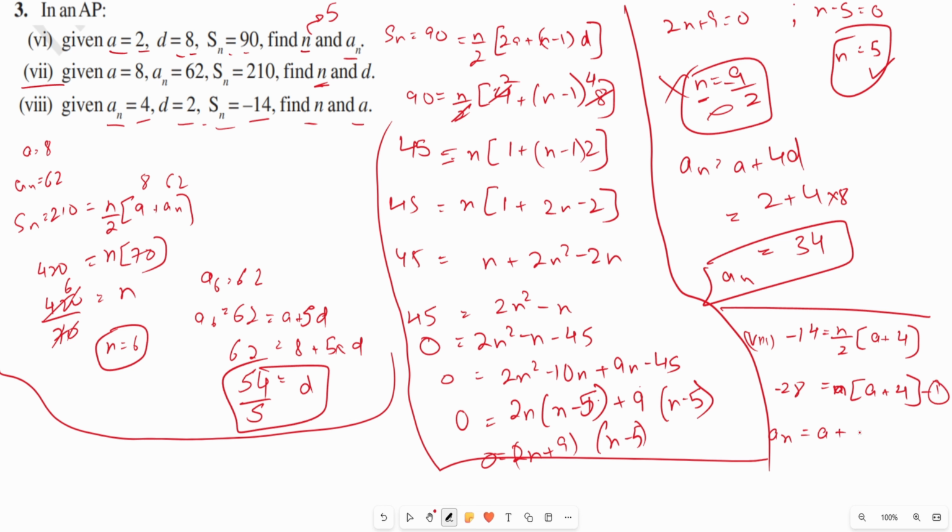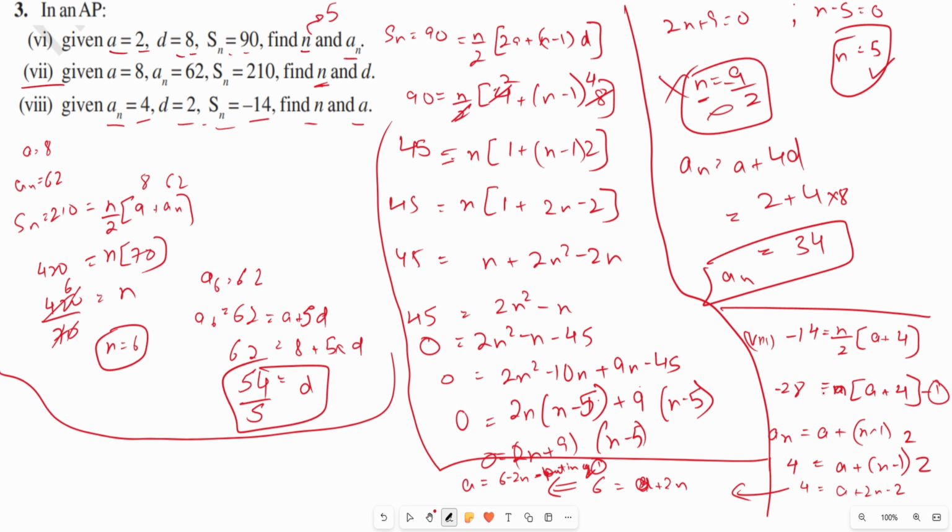Now an = a + (n - 1) into d. d is 2, an is 4. So 4 = a + (n - 1) into 2. We have to find a and n. So let's just open the bracket. a + 2n - 2 = 4. And if I add 2 to both sides, I will get 6. It is here, 6 = a + 2n. And we can write a = 6 - 2n. So that's the equation we will be using to put in equation 1.